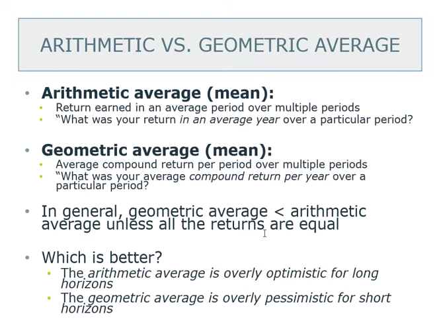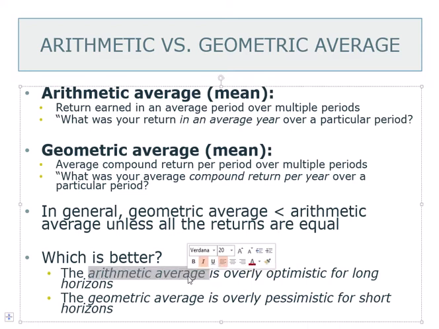So in general, the geometric is smaller than the arithmetic, and the arithmetic will be over optimistic in the long horizons, but the geometric is going to be too pessimistic on short horizons. The key I leave to you is how do you define long or short horizons? You can say a few years, 5, 10 years, so it's up to your judgment.